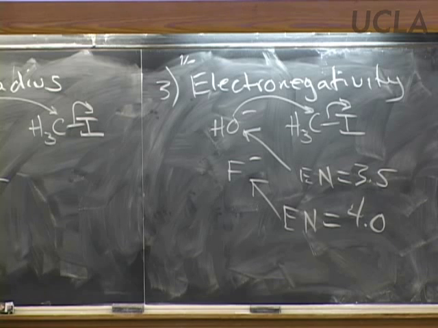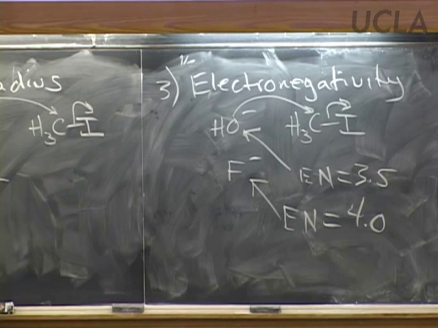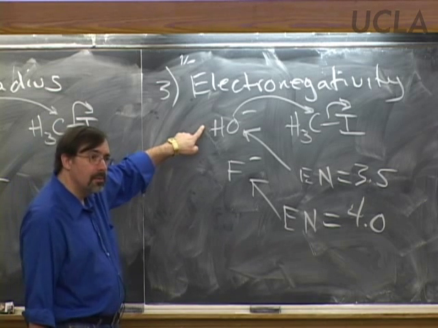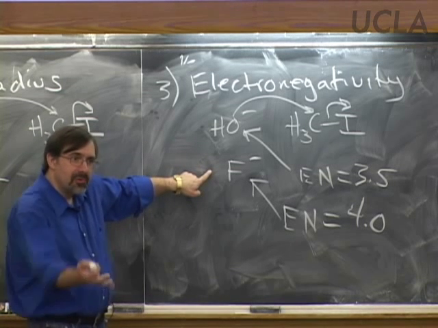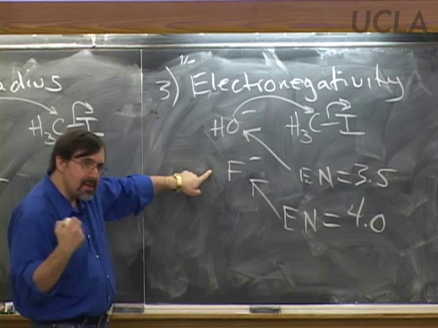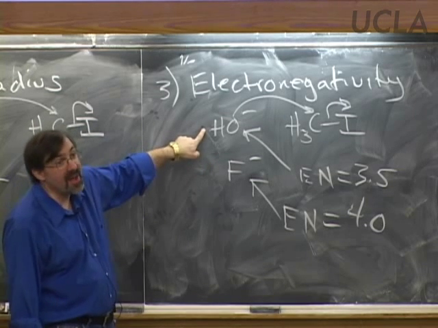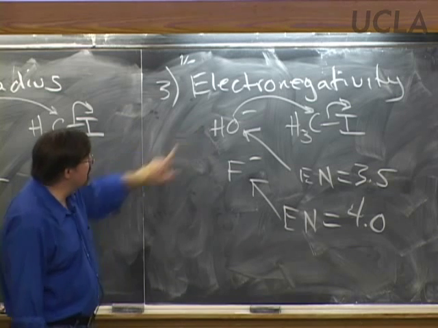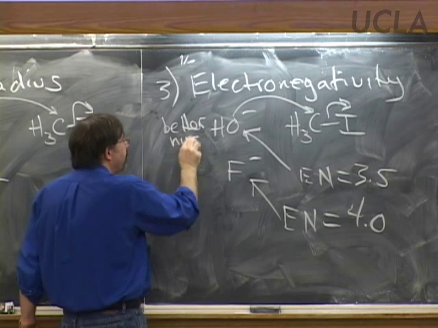So between the two of these, hydroxide and fluoride, which is the better nucleophile? Hydroxide better or fluoride better? Remember, high electronegativity is greediness, and a nucleophile is supposed to share. So this does a better job of sharing. It's still not all that terribly inclined to share, but it's a better job. So this is the better nucleophile.